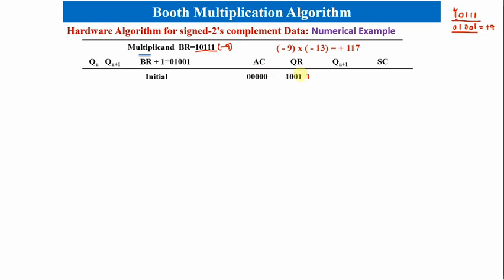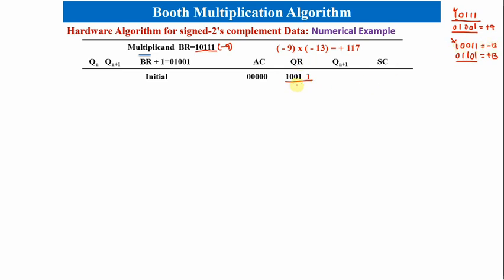This is minus 13, 10011. In the sign bit, 1 is there, which means it is a negative number. To see the actual value of this negative number, take the 2's complement: this 1 becomes 0, 1, 1, 0. This is plus 13. It means that this number is minus 13.